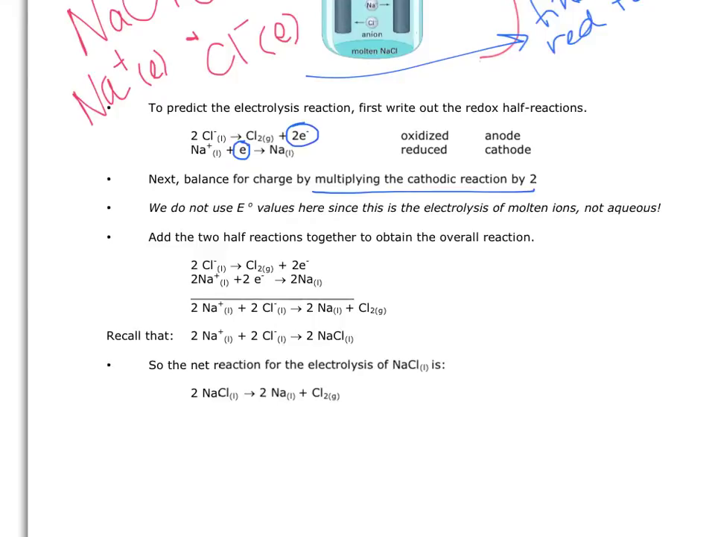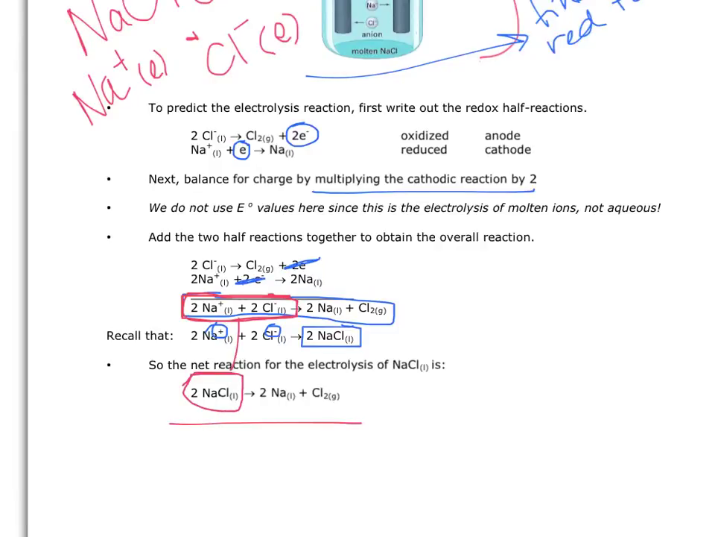Once the cathode half reaction has been multiplied by 2, we can now cancel out the number of electrons lost and the number of electrons gained. And we can write out the total overall reaction. However, do recall that a positive sodium ion and a negative chloride ion will be strongly attracted to one another and would prefer to be in the state NaCl liquid. Therefore, instead of writing it as 2Na+ plus 2Cl-, we're going to write that as only 2NaCl. And that would be the complete overall reaction.